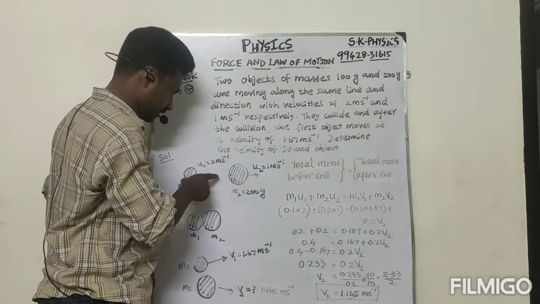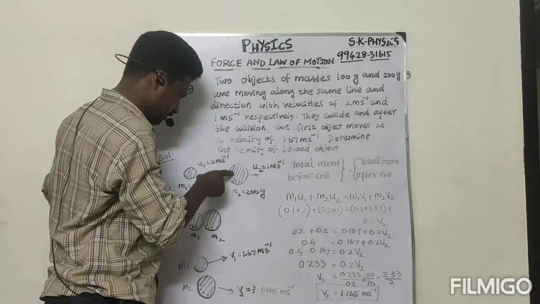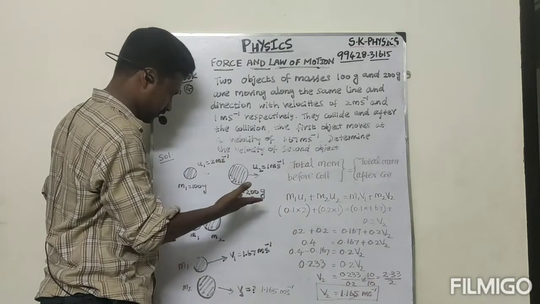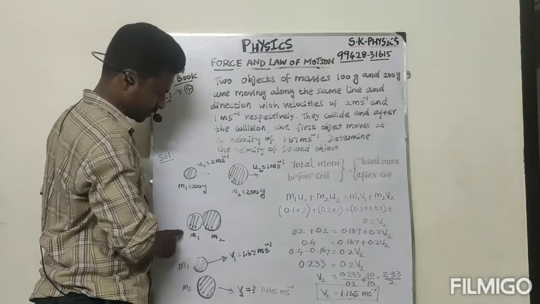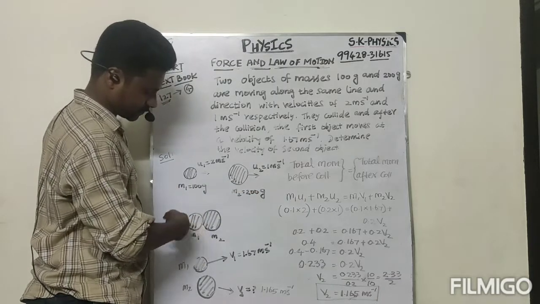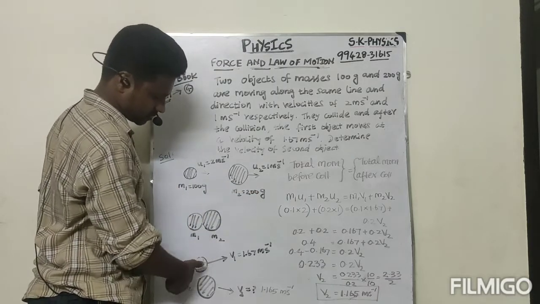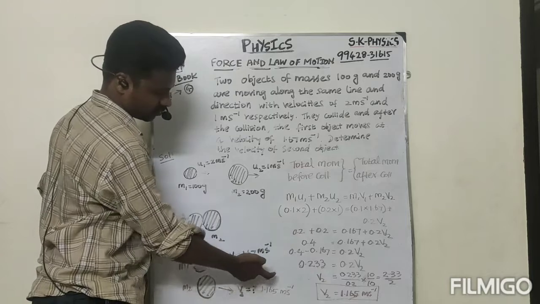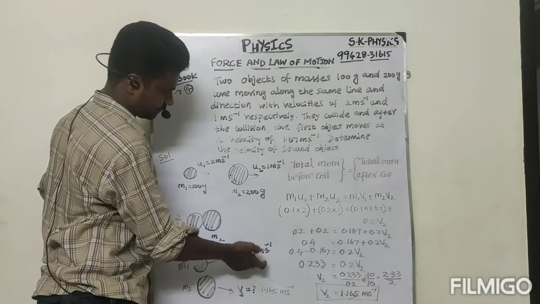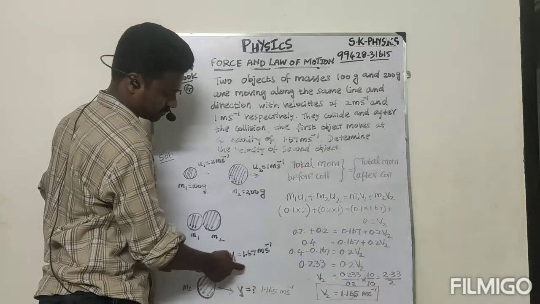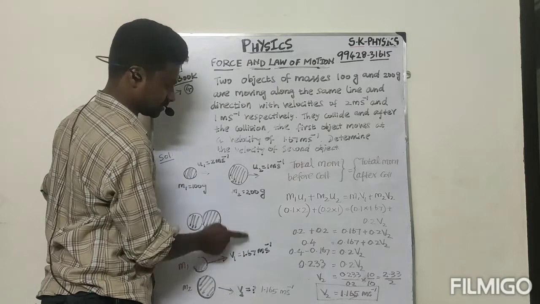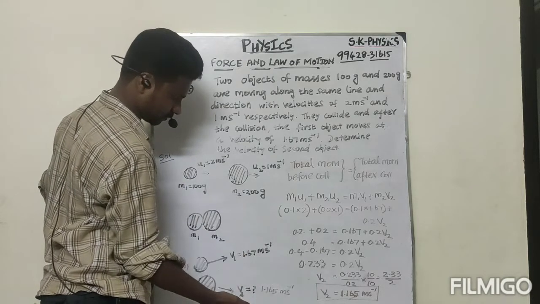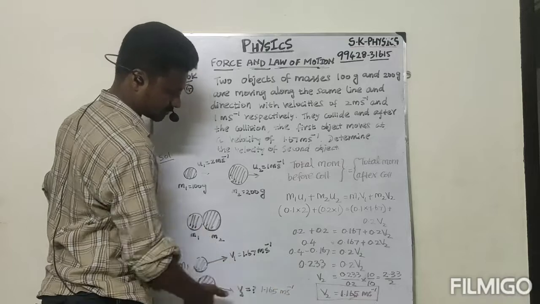The first mass impacts and collides with the second mass. Its initial velocity is given, before collision. This is at collision time. After the collision, mass 1 velocity is 1.67 meter per second. That means the velocity is reduced. Then what about the other mass velocity?